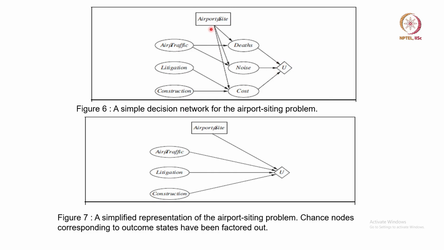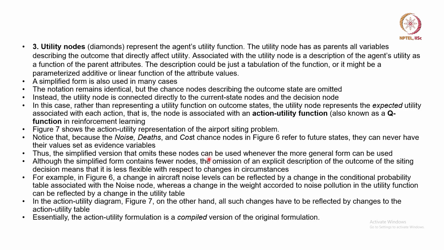The airport site chosen is influenced by deaths, noise and cost, all these three variables. And we get the utility node here, which will decide which site is to be chosen. This gives a simplified version where the outcome nodes like deaths, noise and cost are left out, so you just have these values. This is a simple method of representing the same thing, and is known as the action utility representation.